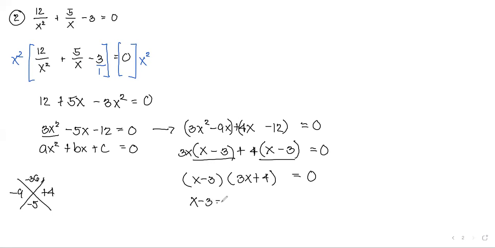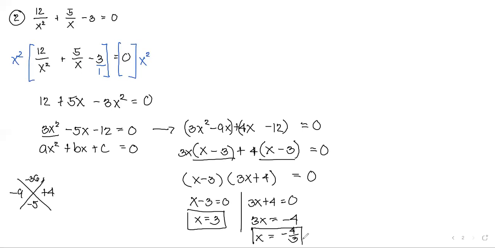So, x minus 3 equals 0. Tsaka, 3x plus 4 equals 0. So, x equals positive 3. And 3x equals negative 4. And hence, oops, taas natin yan. X equals negative 4 thirds. And that's it. And negative 4 thirds. That's how we solve that kind of problem.